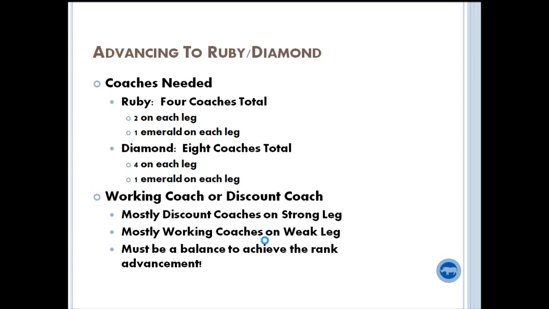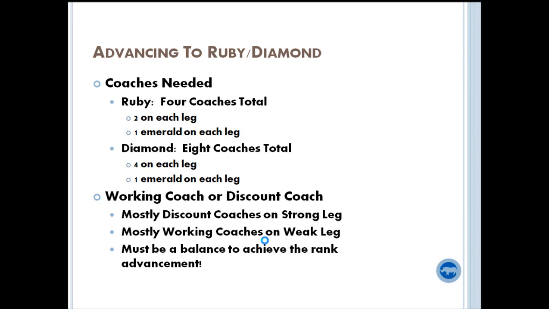All right, let's talk about advancing to Ruby and Diamond. Now you're an Emerald coach. What do you need to get to Ruby or Diamond? For Ruby, which a lot of people skip right over, is 4 coaches total, 2 on each leg, and one of those 2 on each leg must be an Emerald coach. To be a Diamond, you need 8 coaches, 4 on each leg, and one of those 4 on each leg must be an Emerald.